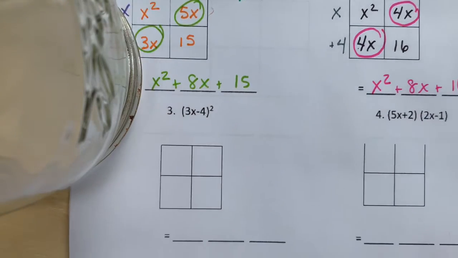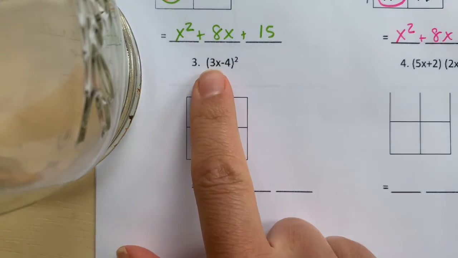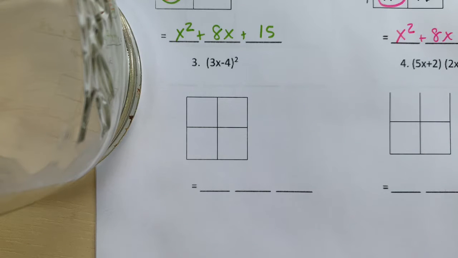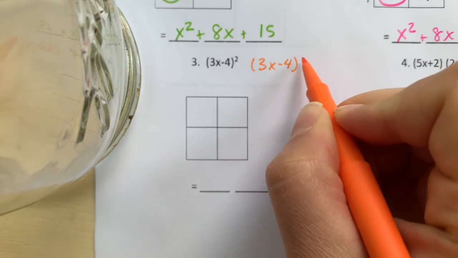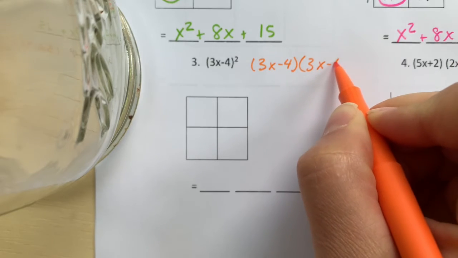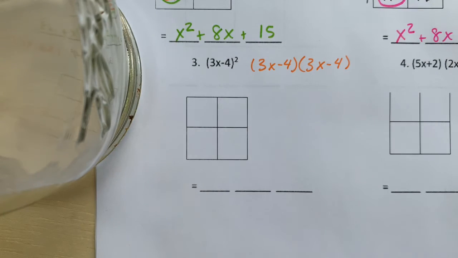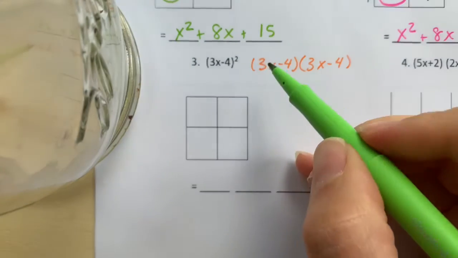Let's look at number 3. Again, this is squared. That doesn't mean that we square each term individually. It means that that entire thing is squared. It means that 3x minus 4 has to be multiplied by 3x minus 4. So this time I'm going to do the FOIL method first, the double distribution. It's just easier for me to say FOIL.